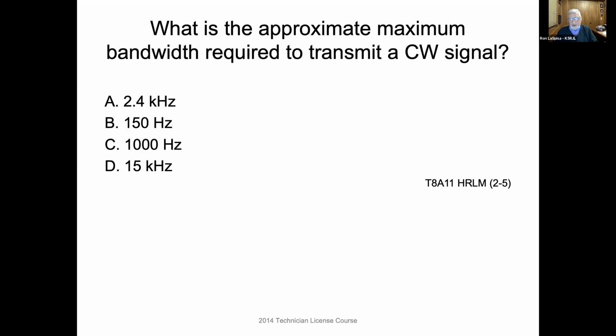What's the approximate maximum bandwidth required to transmit a CW signal? B. That's the right answer. That's the narrowest one of them all.